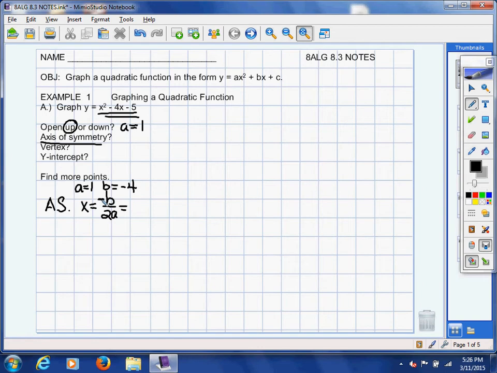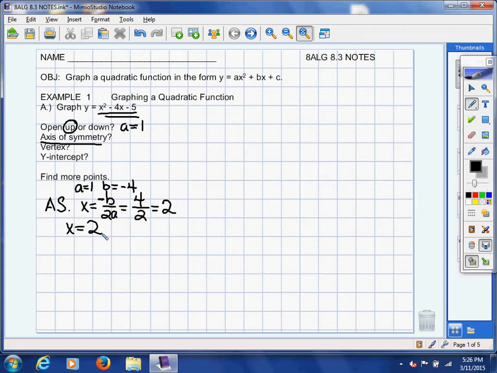Well, if b is a negative number, the opposite of a negative number is a positive number. So we need to write a positive 4 there. And then 2 times a, 2 times 1 is 2. 4 divided by 2 is 2. So here's our axis of symmetry. It's going to be a vertical line through positive 2 on the x-axis, okay?